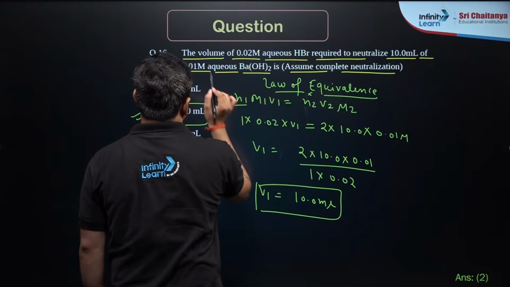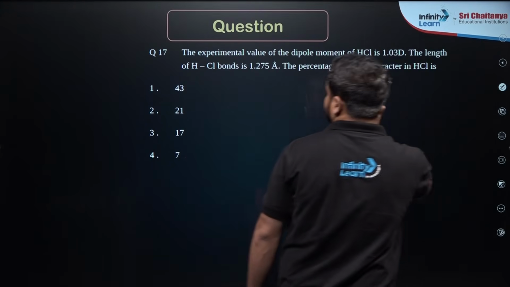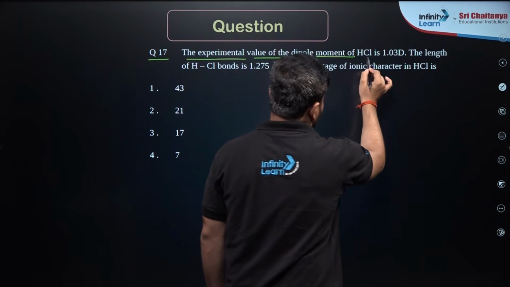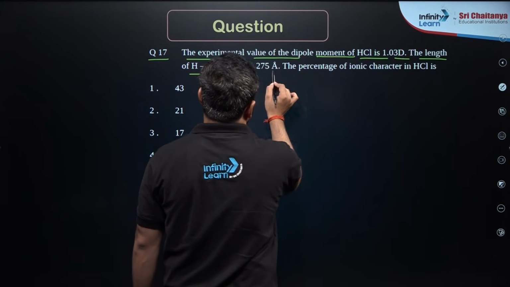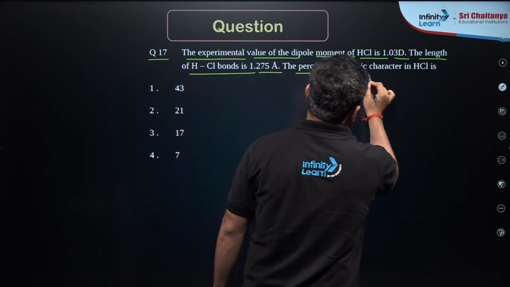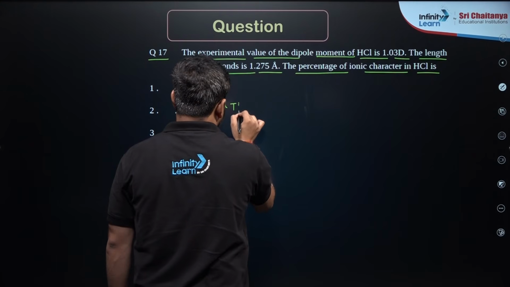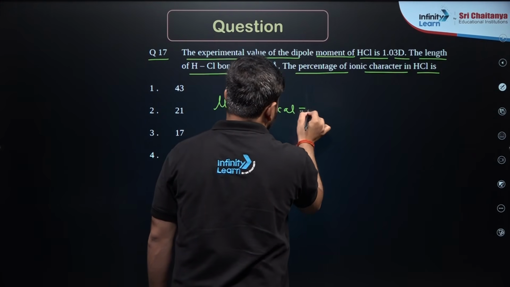In question number 17, what we need to do? Firstly, we are going to solve question number 17. The experimental value of the dipole moment of HCl is 1.03 D. The length of the HCl bond is 1.27 angstrom. The percentage of ionic character in HCl is. So now, if we are calculating mu theoretical, how much will it come?